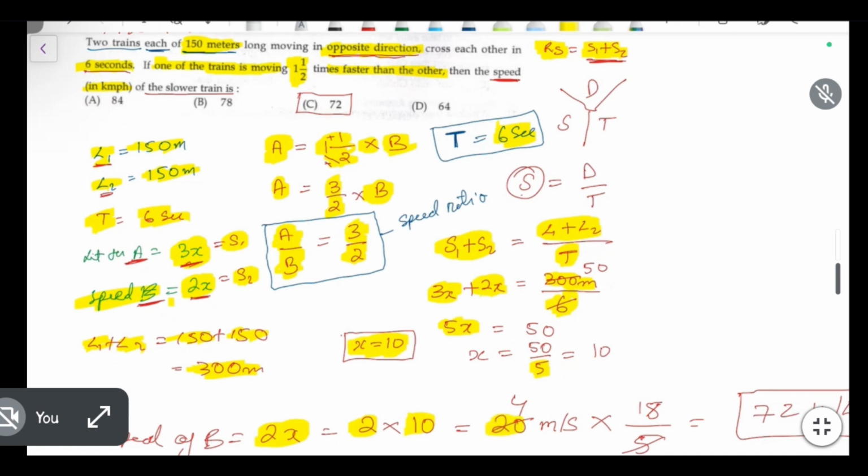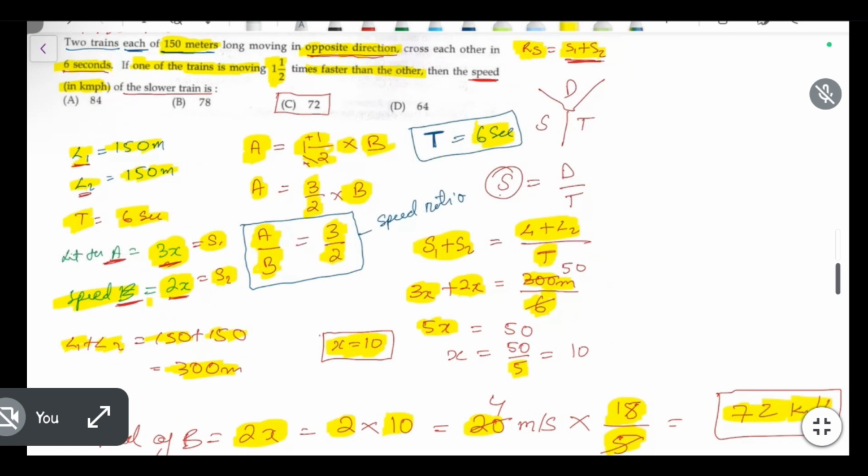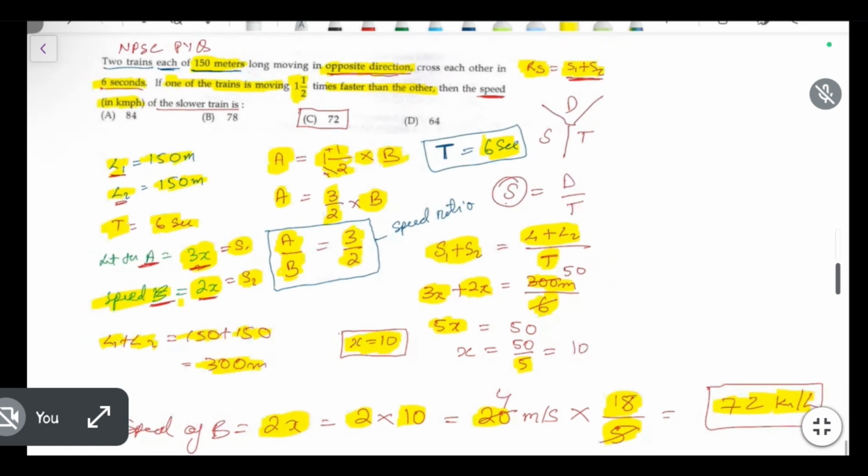But in our question we are asked to find in terms of kilometer per hour, so that's the reason why I'm multiplying by 18 by 5. So if we simplify this one, we get 72 kilometer per hour, which is our answer. Yeah, that's all for tonight.